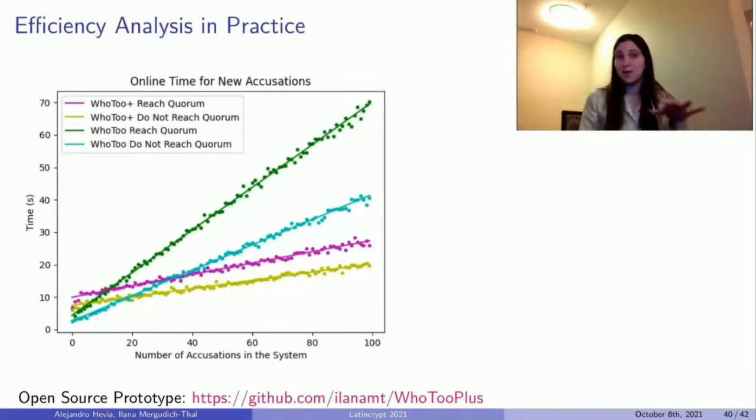You can see that the yellow and pink lines represent Hu2+, and the blue and green ones, the original Hu2. And in the case that the accusation does not reach the quorum, which is the blue and the yellow lines, we can see the improvement made by the duplicate revision change.